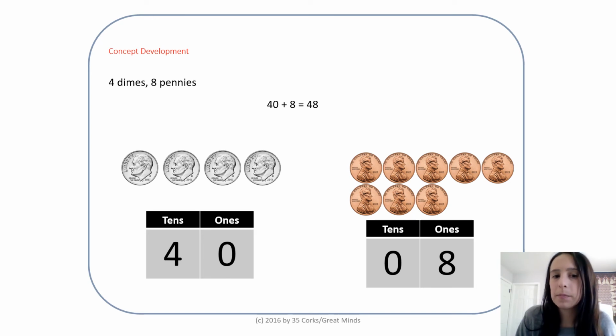But that's not it. I want to know the value, which means how many cents. So I can't just say 48. That can mean $48, 48 hundredths. We have to write our unit, which is cents. 48 cents.